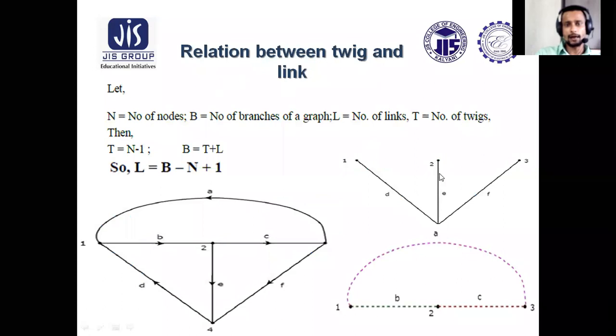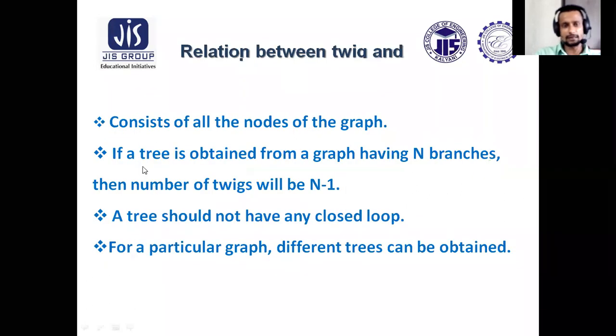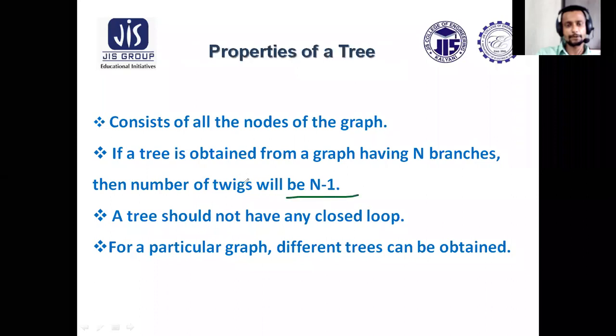So here, how many nodes do we have for this tree? 4: 1, 2, 3 and 4. So how many branches should this tree have? That means how many twigs should there be? 3: 1, 2, 3. So t, the number of twigs, equals n minus 1, which is written here. N is the number of nodes.